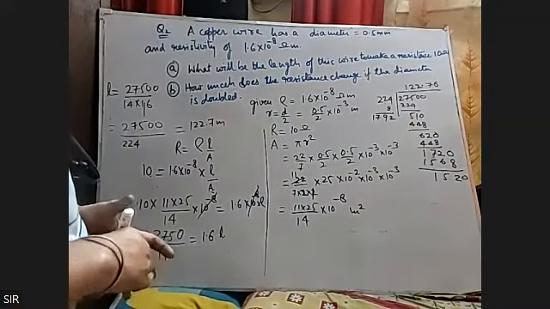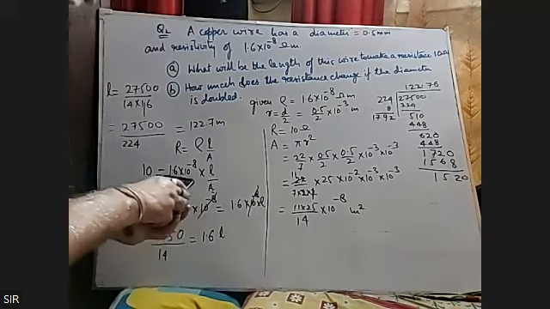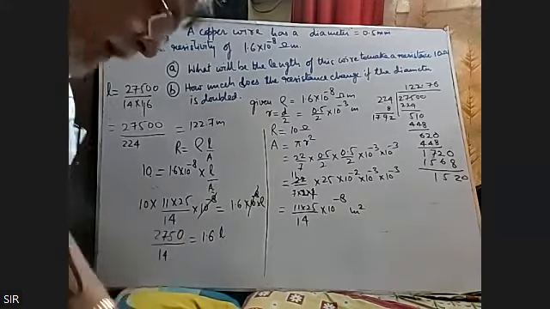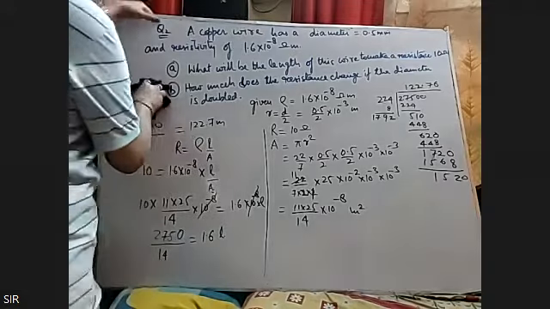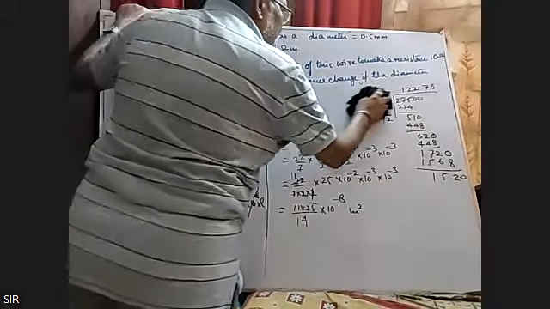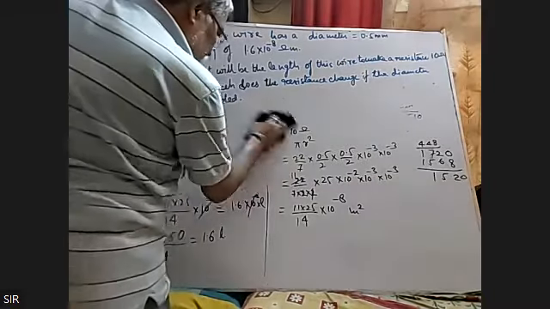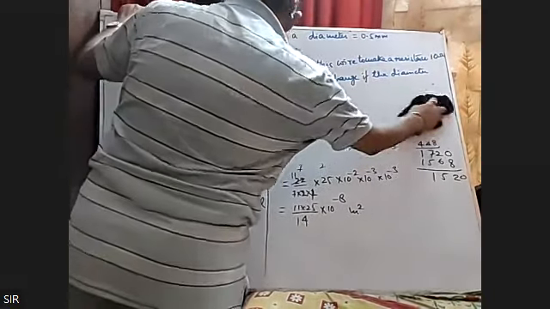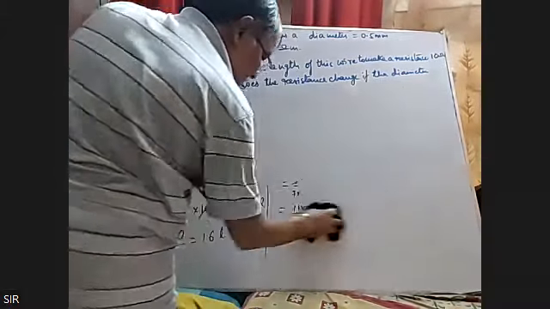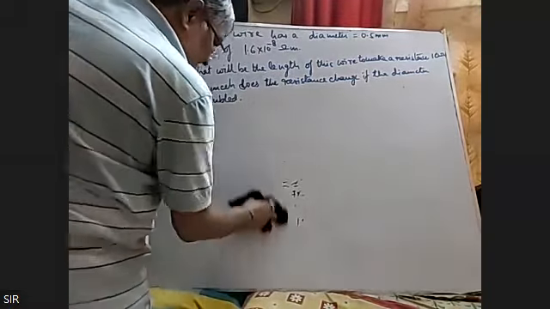Right? Clear? Yes, sir. Okay. Now in subpart B they have asked: if the diameter is doubled, how much change would be there? It was not a numerical, it was basically a conceptual thing.